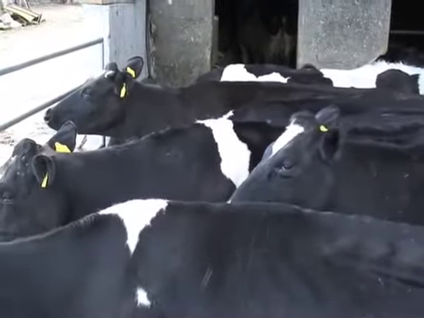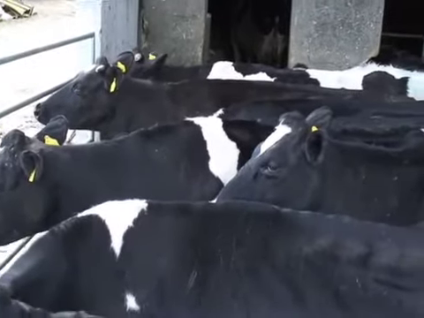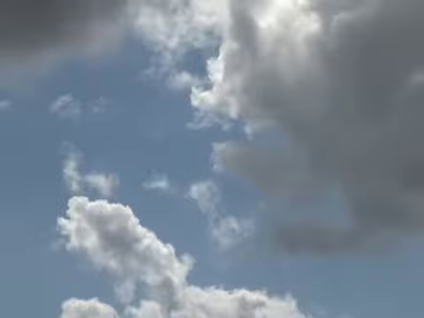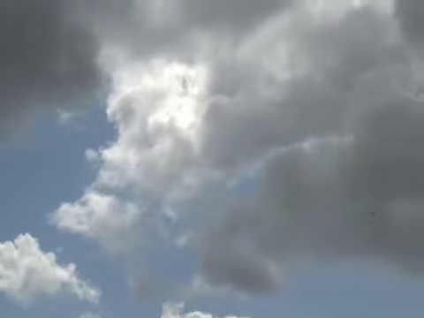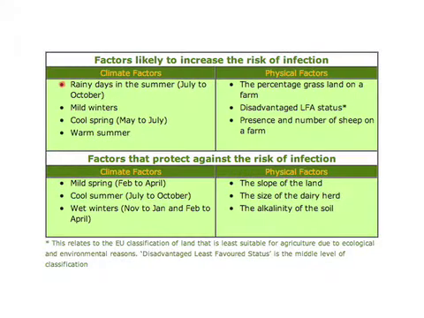According to the findings based on bulk tank milk samples from dairy herds in England and Wales, weather patterns in the winter and spring before the main disease challenge in the autumn can determine the likely risk of infection each year. Climatic factors likely to increase the risk of infection include rainy days in the summer, July to October, mild winters, cool spring, May to July, and warm summer, whereas climatic factors that protect against the risk of infection include mild spring, February to April, cool summer, July to October, and wet winters, November to January and February to April.